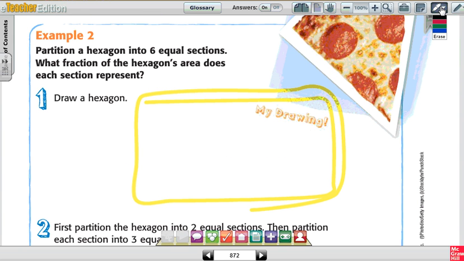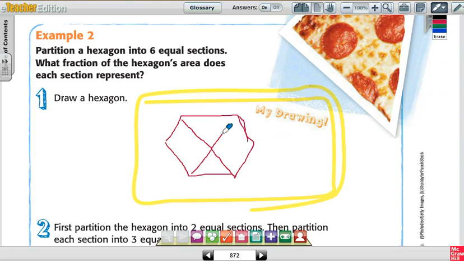So look at this example. It says partition a hexagon into 6 equal sections. So how many sides does a hexagon have? 6. So watch, this is how you do one. Do a trapezoid like that, but without putting the line underneath, and then just do it this way. And there's your 6 sides of the hexagon. Now partition the hexagon into 6 equal sections. Just cut it diagonally like this, diagonally this way, and then across. There's your hexagon with 6 sections.